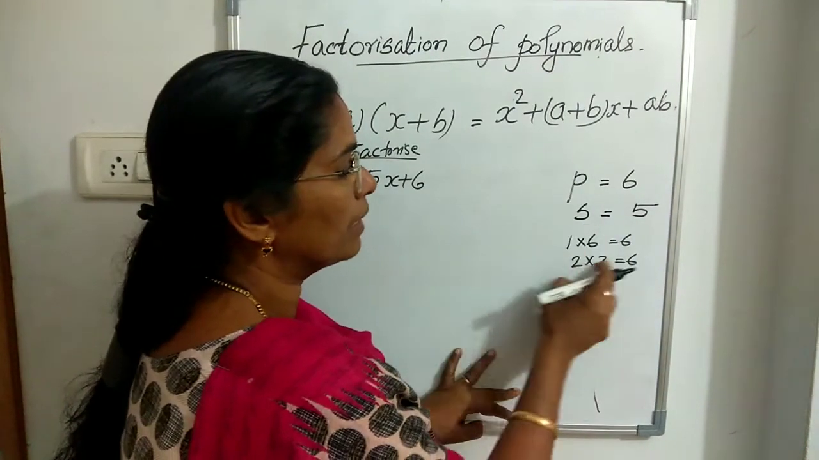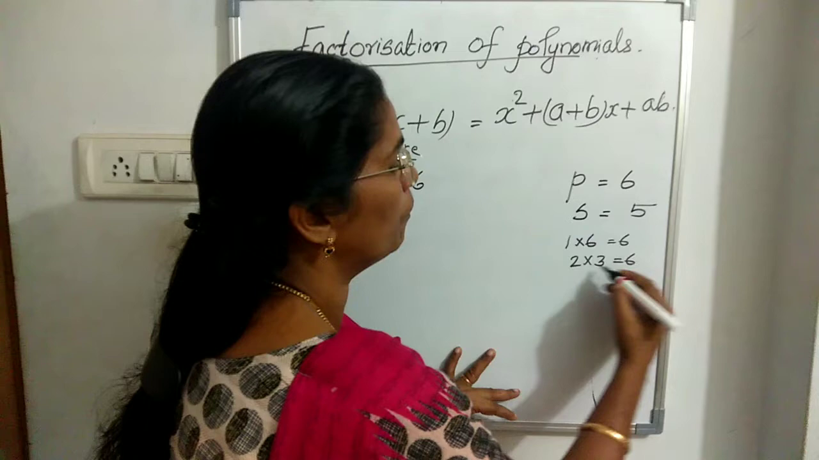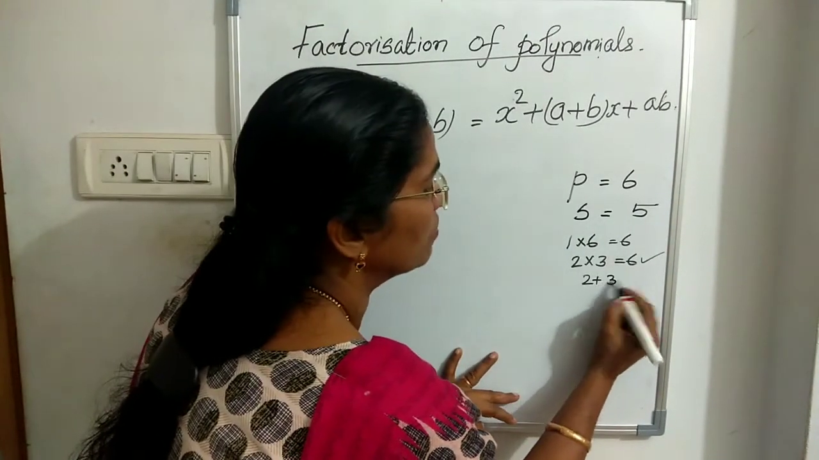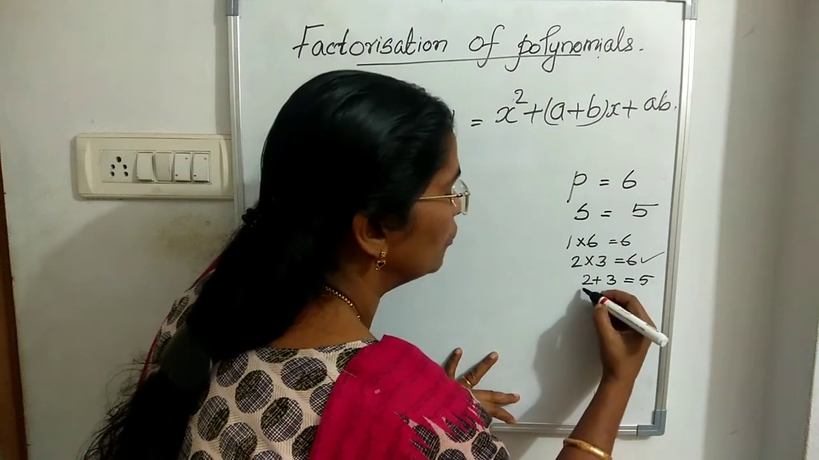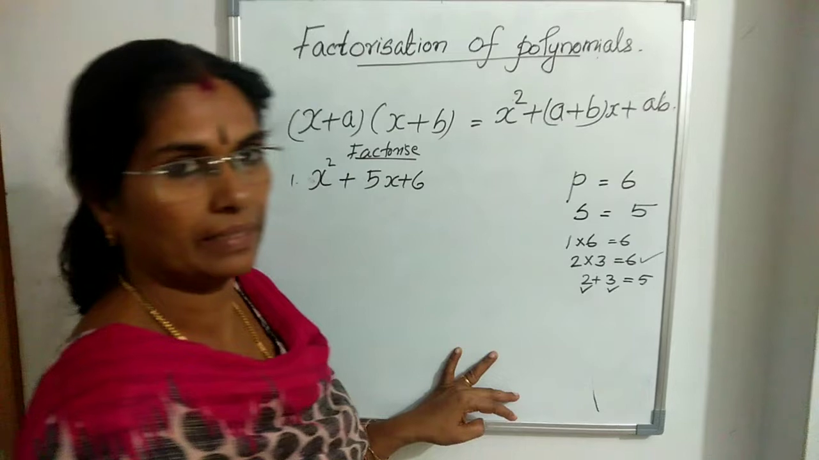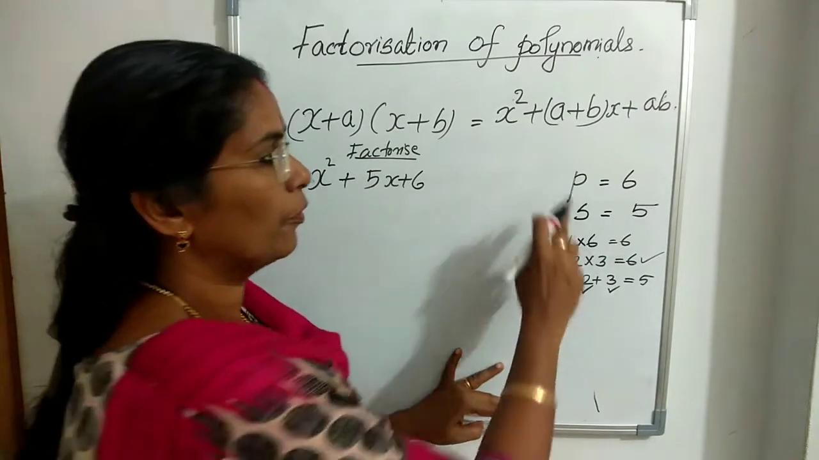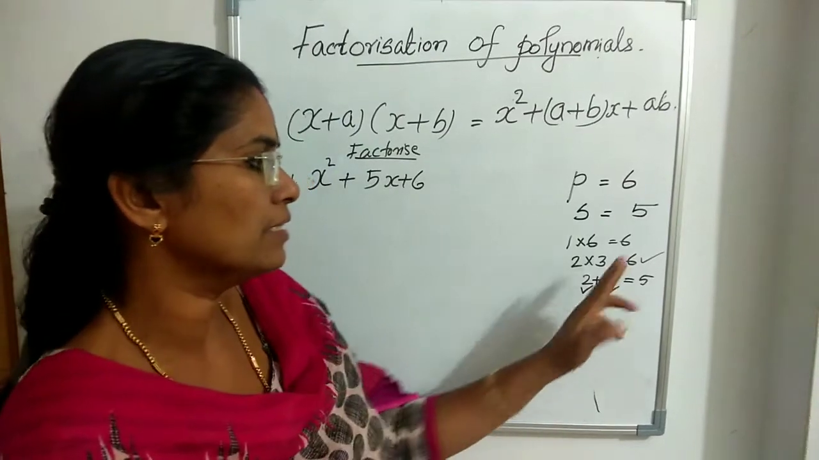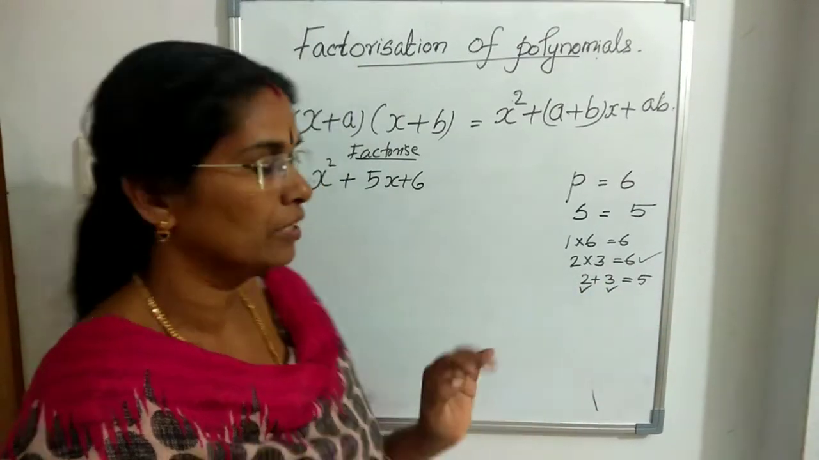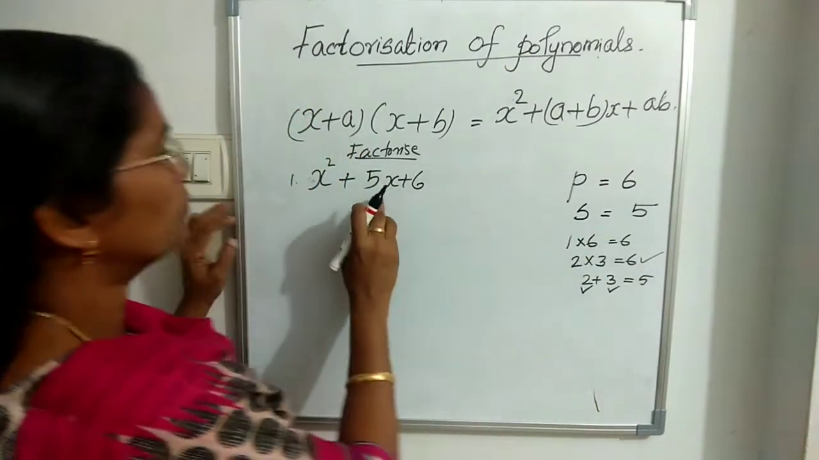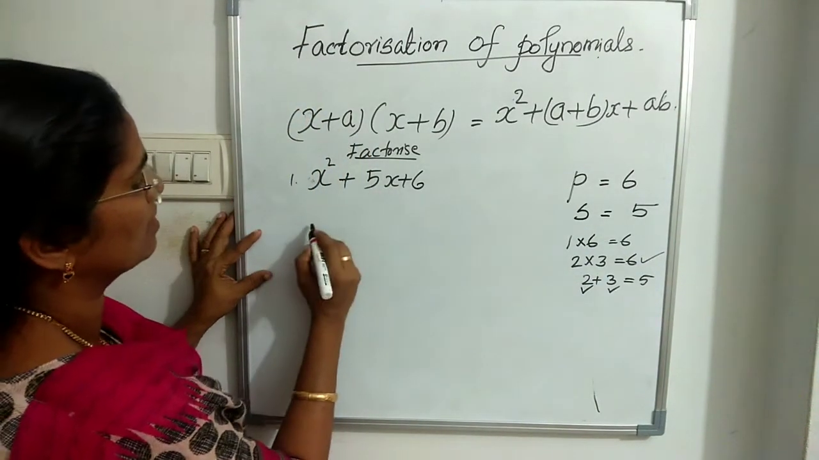So which pair can we select? 2 plus 3 is 5. So we can take the two numbers as 2 and 3. Clear? Product 6, sum 5. 2 into 3 is 6, 2 plus 3 is 5. So we select the numbers 2 and 3, and we split this middle term 5x.